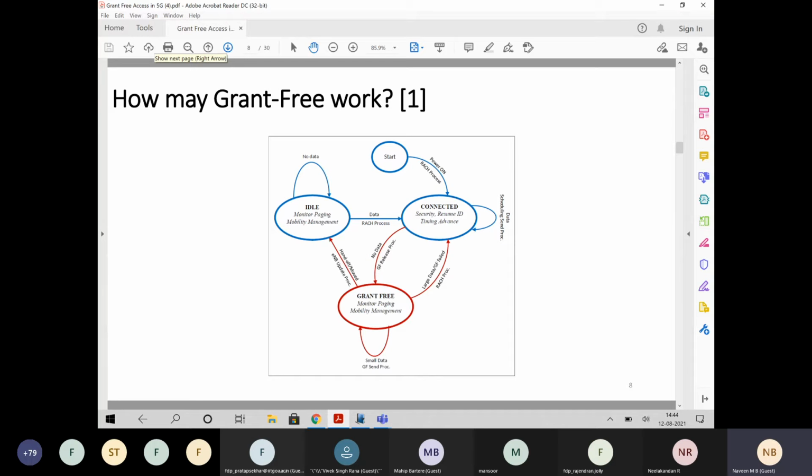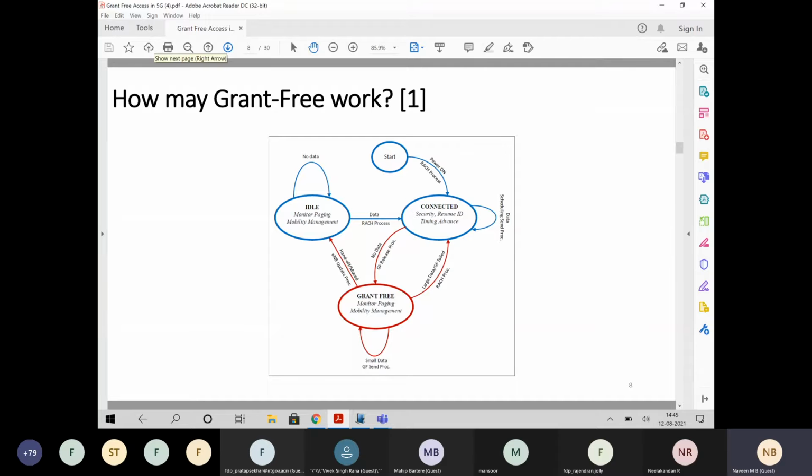Now how will grant free work? If my SNR is bad, it is bad for grant free also, right? There is nothing like it's bad only for grant based. SNR is something defined by the environment. So if it's bad for grant based, it will definitely be bad for grant free. So typically what people say is, don't do grant free for initial access. In initial access, you follow your normal random access procedure.